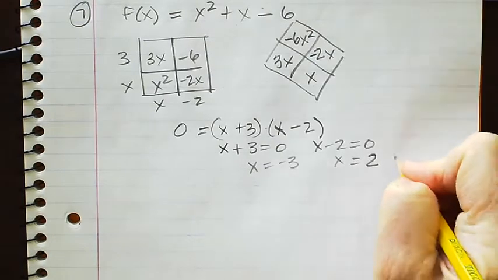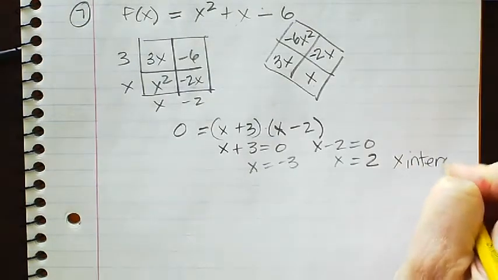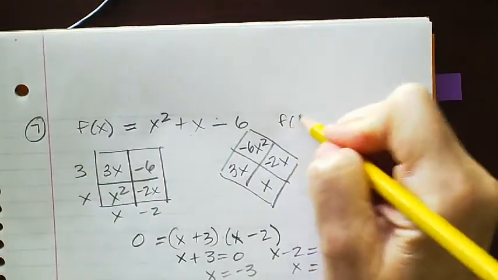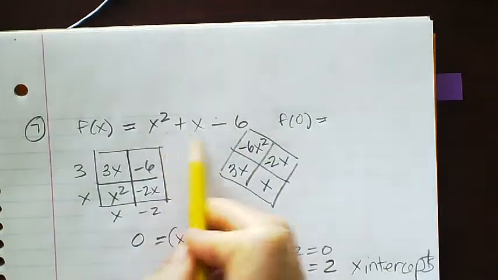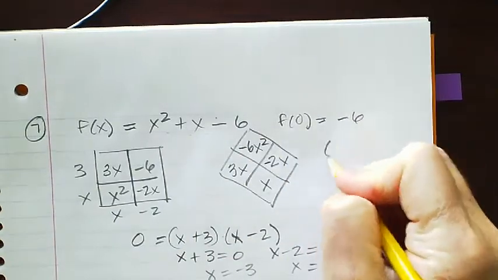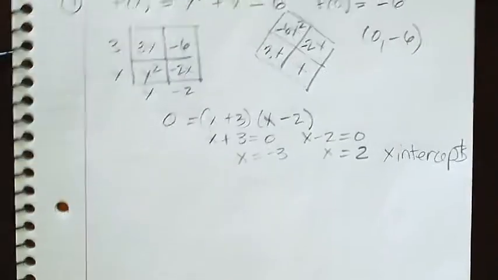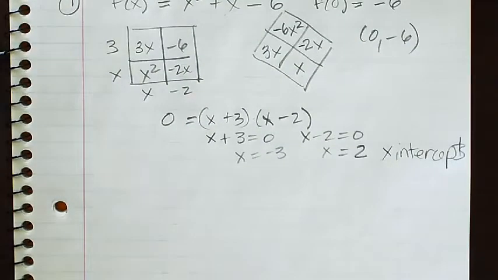So these are my x-intercepts. My y-intercept would just be f of 0, which would be -6. So y-intercept 0, -6. And I think I'll use some graph paper on this one.